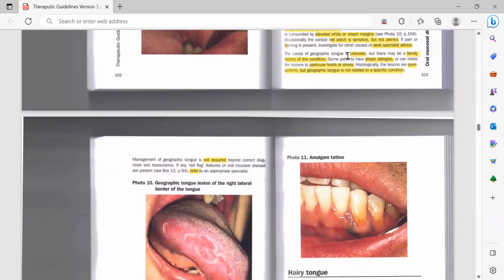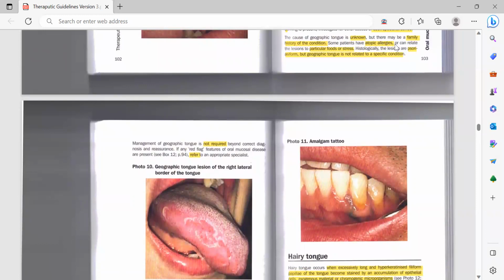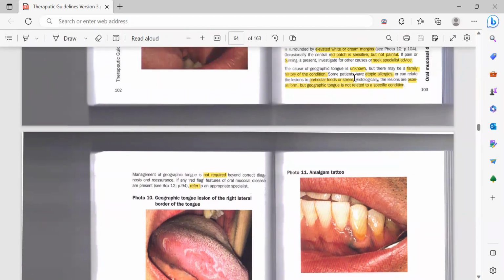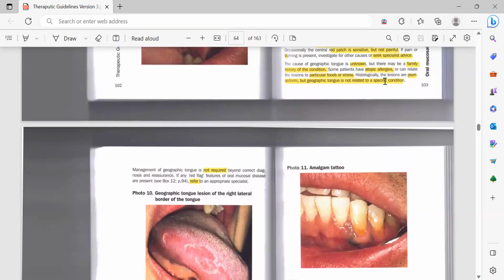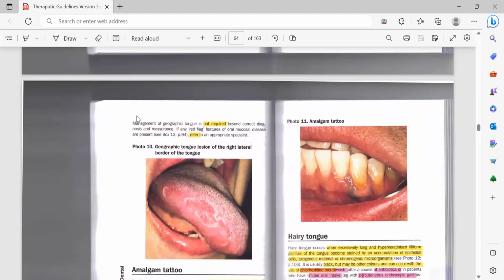Then the cause of geographic tongue is unknown, but there may be a family history of the condition. Some patients have atopic allergies, so it could also happen due to an allergic reaction or can relate to a particular food or any stress. So, what are the reasons that could lead to geographic tongue? Family history, any atopic allergies, any particular food, or stress. Histologically, the lesions are psoriasiform, but geographic tongue is not related to a specific condition. And the management of the geographic tongue is not required beyond correct diagnosis and reassurance.